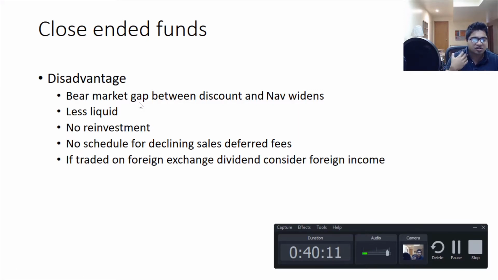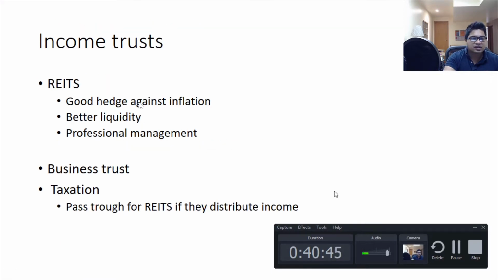Reinvestment of dividends or capital gains doesn't happen, so it is directly paid into your account. Generally mutual funds have declining sales commissions or declining back-end loads. When you sell a mutual fund, in certain cases you have to pay certain commissions, and they go down as the holding period increases. But in the case of close-ended mutual funds, it is fixed, so there is no schedule for declining deferred sales fees. If traded on a foreign exchange, they are considered to have foreign income.